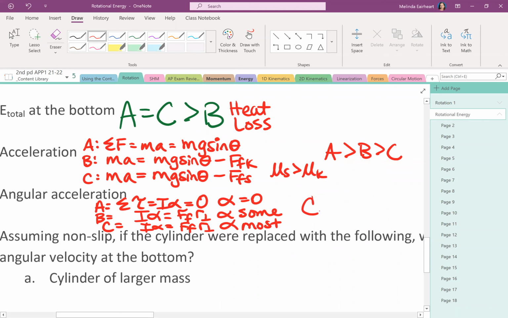And so there you see the ranking. C is going to be greater than B, greater than A. And again, you can think about angular kinematics. You know something about their angular velocities. The angular displacement would be the same. And so, good on those?